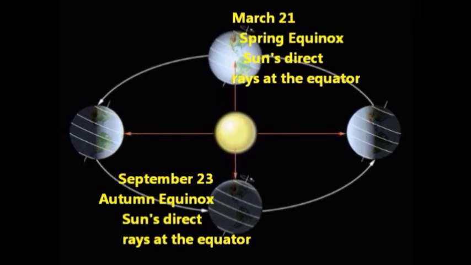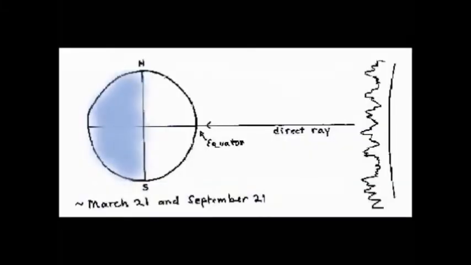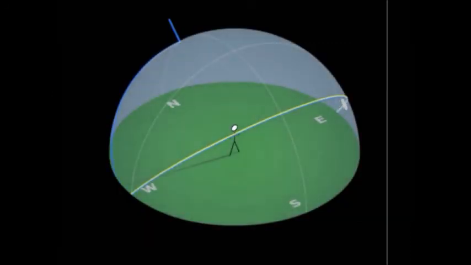And in both of the equinoxes, the sun's direct rays are focused on the equator. On the equinox, every part of the planet experiences 12 hours of daylight and 12 hours of darkness. The sun rises directly in the east. Solar noon for Rochester has the sun about 47 degrees above the horizon in the southern sky, and the sun sets directly in the west.